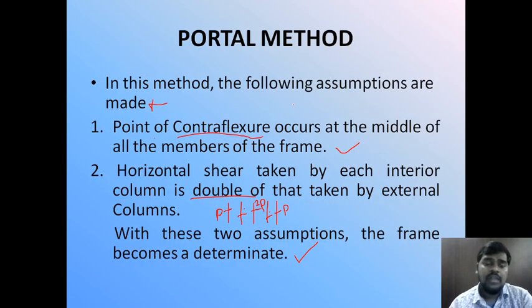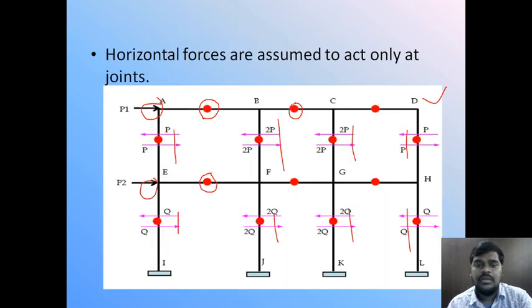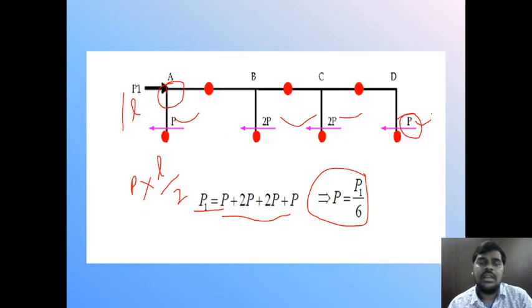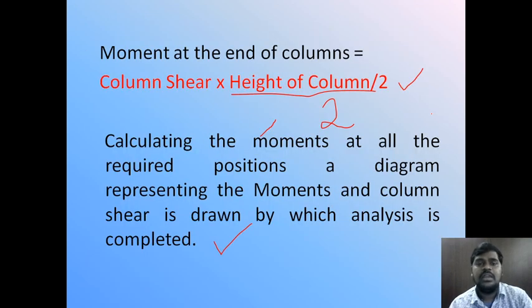The second one is that the horizontal shear taken by each interior column is double of that taken by exterior columns. This is also important. I am explaining once again because it is the most asked question in short answers. So this is P used in external, and this is 2P and also P. So this is regarding the portal frame method, and it is very easy to understand. Even a weak student can easily solve the problem using portal frame method.